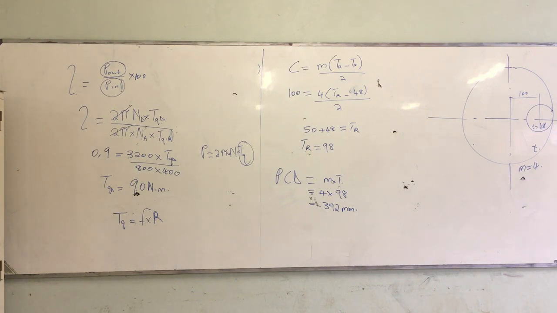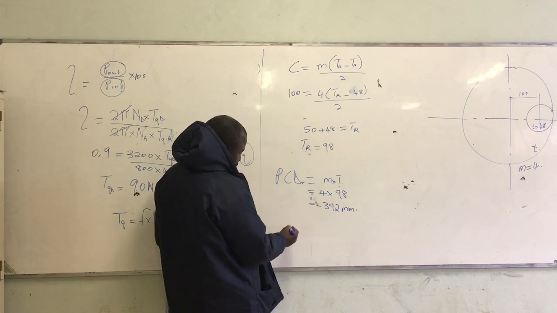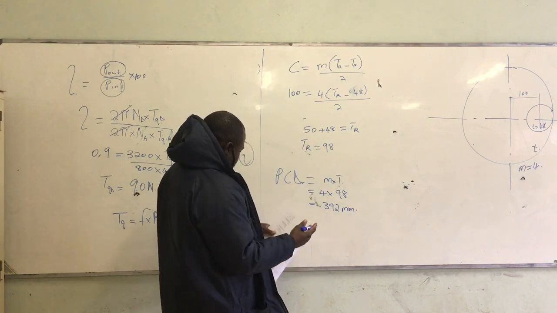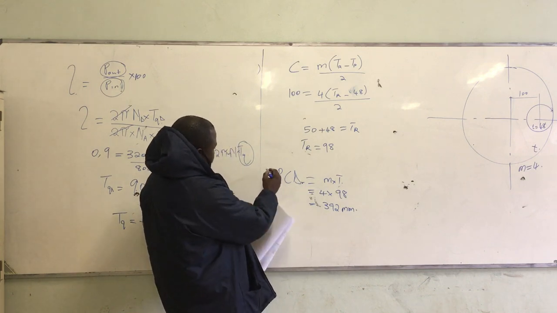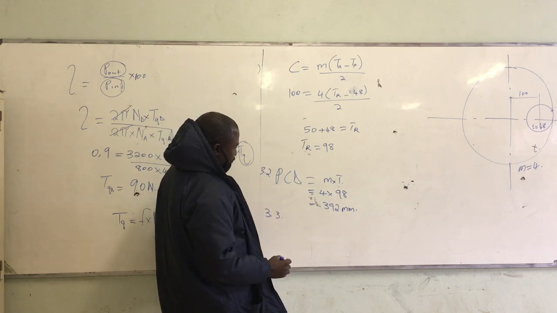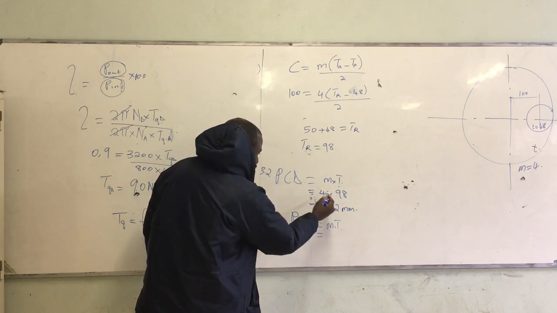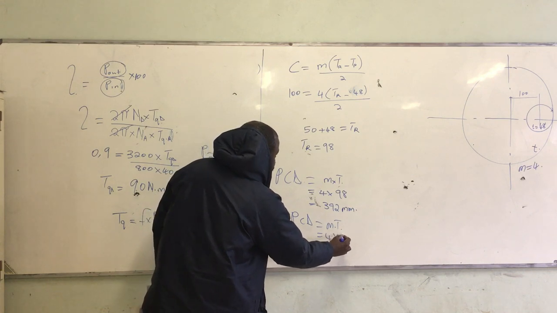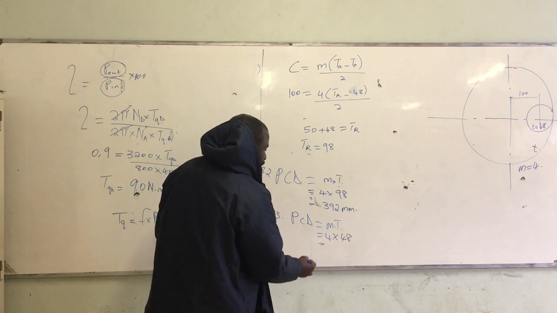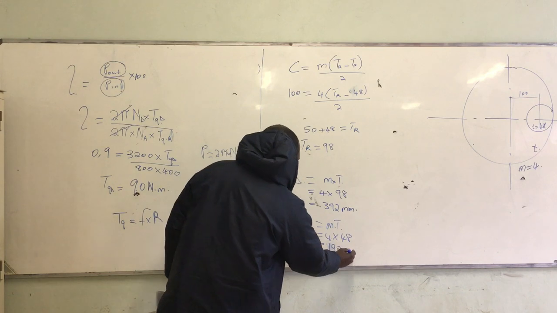So, PCD of the pinion. Even here you must indicate that you are calculating for a ring, unless it's a different question. For instance, here it is 3.2, so there's no need to indicate it, then it's 3.3. On 3.3, PCD is equal to M times T, 4 times 48, 192 millimeters.